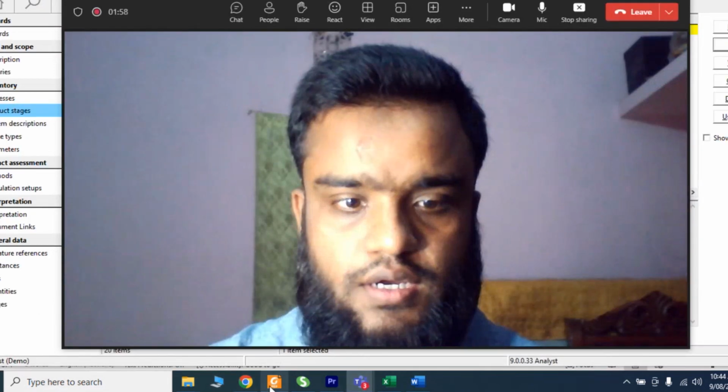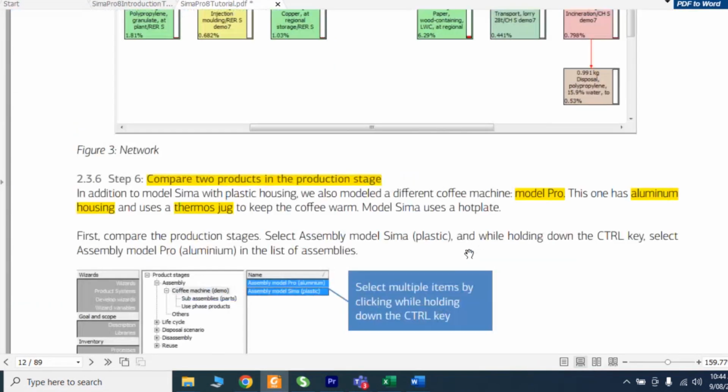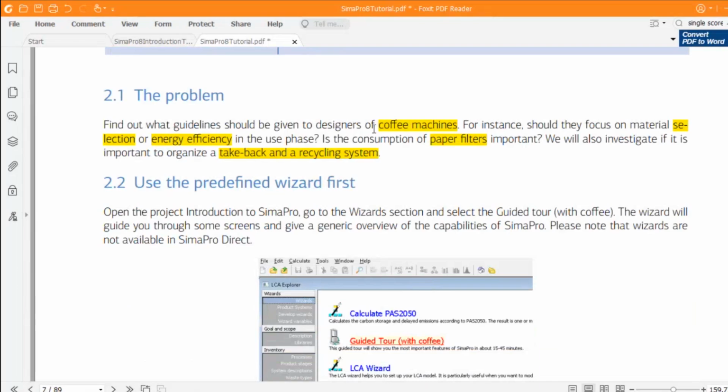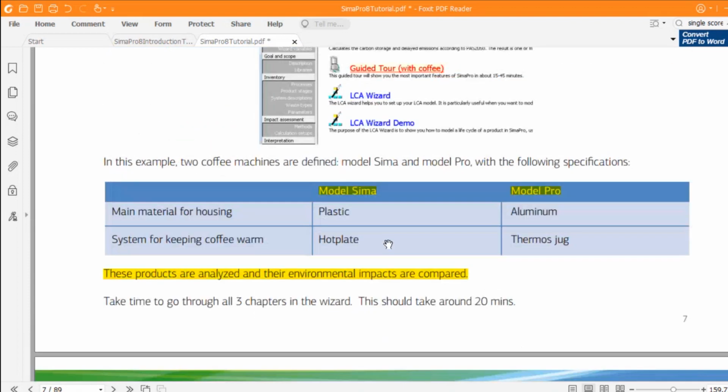The problem we were discussing in the first tutorial of the SimaPro software was that we have coffee machines, and we want to design 2 coffee machines. One is with plastic and another one with aluminum. The plastic one will consist of a hot plate, and the second one, which is made of aluminum, will be with a thermos jug. Then we will compare these and see which one has less or higher environmental burden.